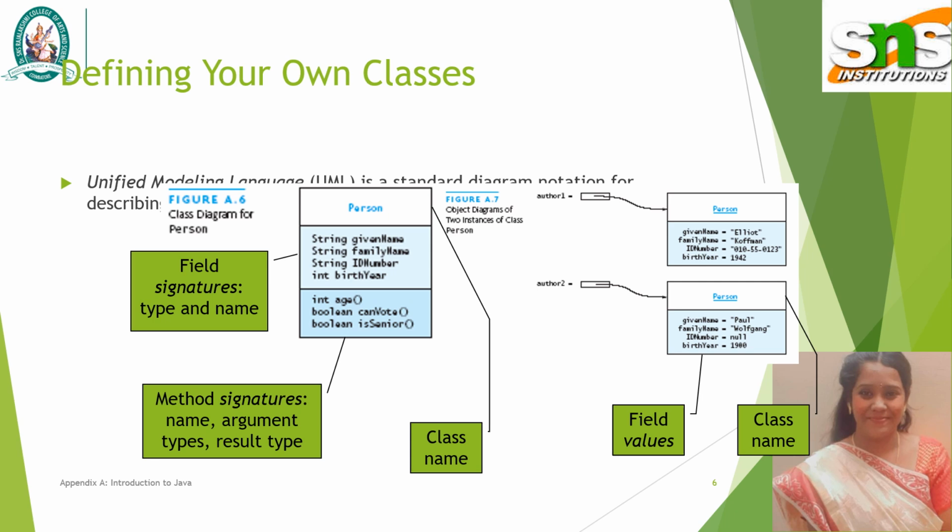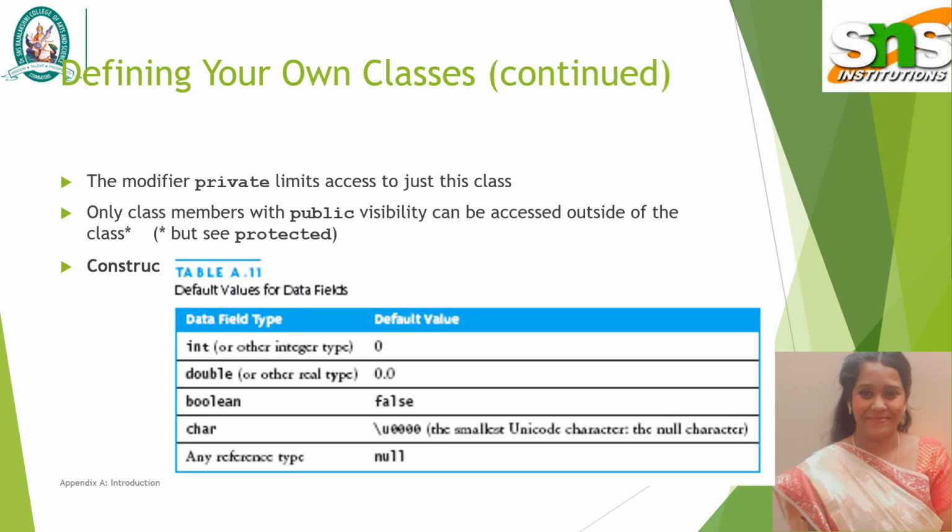A class is a collection of objects. It contains field signatures, types, names, method signatures, the class name, and also field values and class structures. This is an example of a class. An access modifier limits access to the class; it is either public, protected or private, otherwise called modifiers, access limits or access specifiers. Constructors are also used in Java for defining classes.